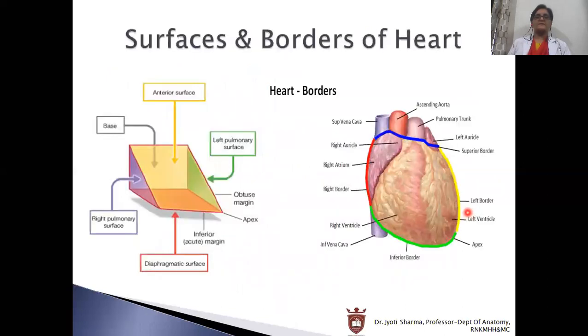Again, we can see the borders and surfaces here. The anterior surface, the base, the left, the right and the diaphragmatic surfaces, right and left borders, superior and inferior borders.